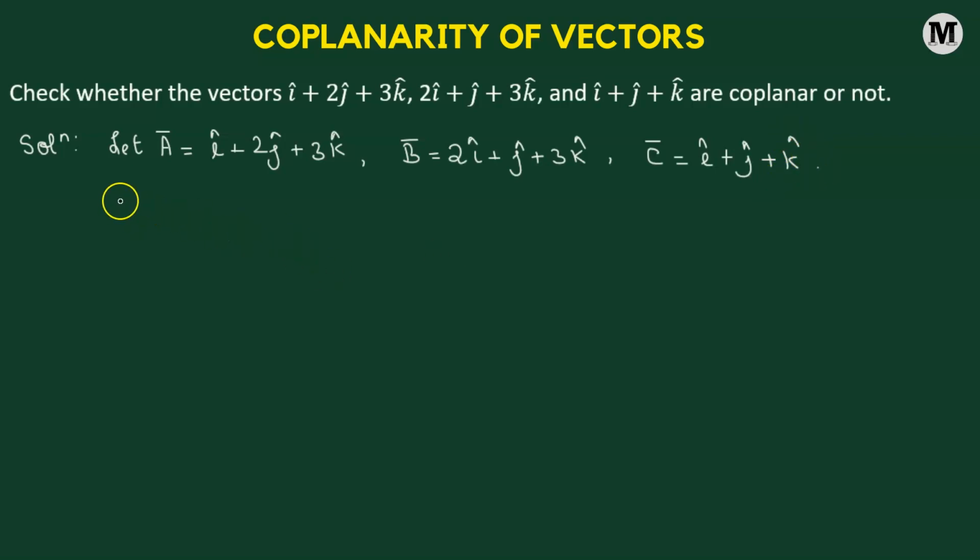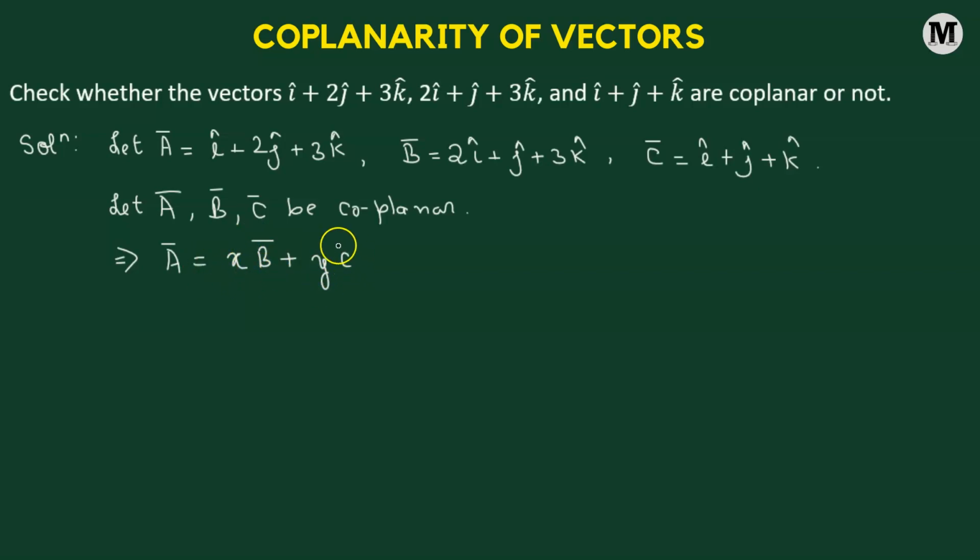Now, we will suppose that all these three vectors, vector a, vector b, and vector c, are coplanar. Although we need to check whether they are coplanar or not, we'll begin with an assumption that they are already coplanar. If they are coplanar, this means that if we pick up any vector, let's say vector a, it can be expressed as a linear combination of the other two vectors. That means we can represent a as x times vector b plus y times vector c, where x and y are two scalars.